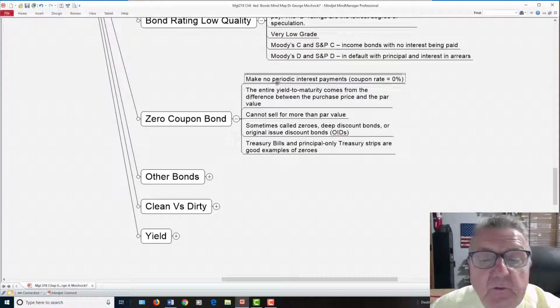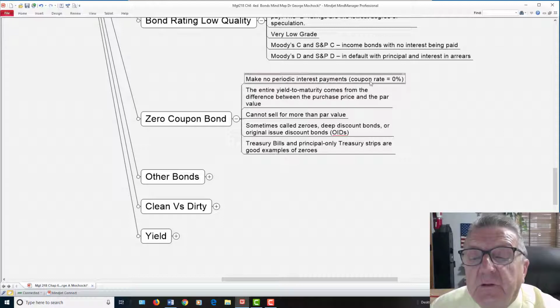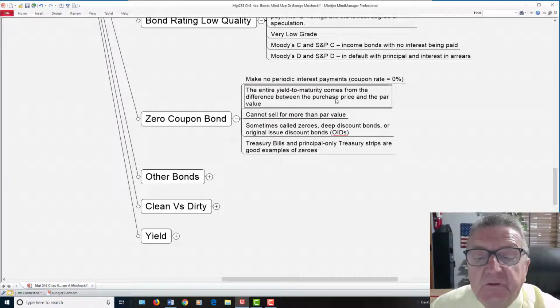What's a zero coupon? It makes no periodic interest payments. With zero coupons, I owe the money, and when it ends, I pay you out. The entire yield to maturity comes from the difference between the purchase price and the par value. It cannot sell for more than the par value. Par value is on the face of that bond. Sometimes called zeros, deep discounts, or original issue discounts, OIDs. Treasury principal, Treasury strips are a good example.